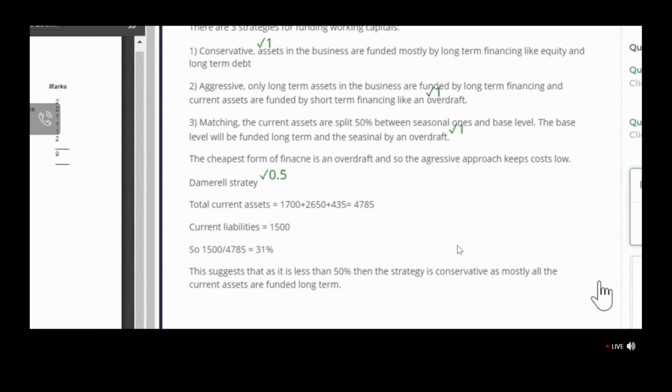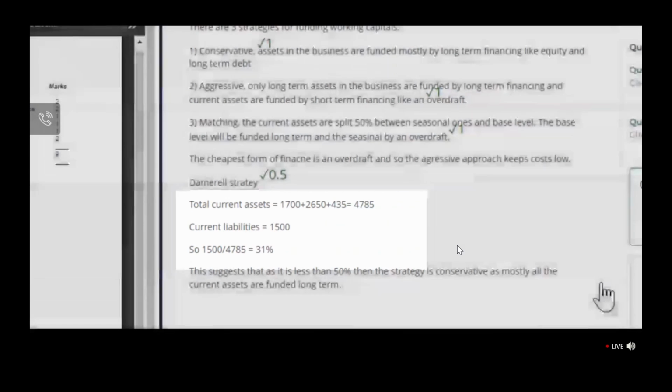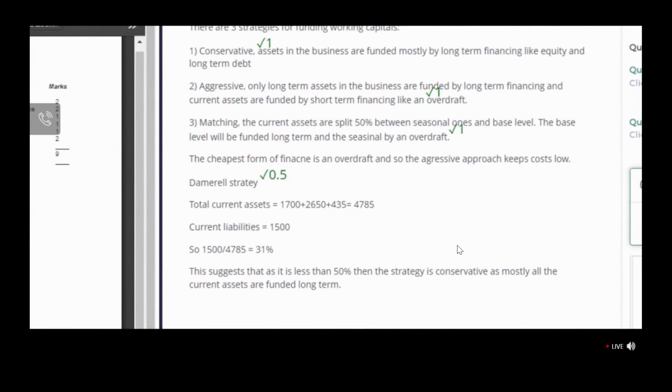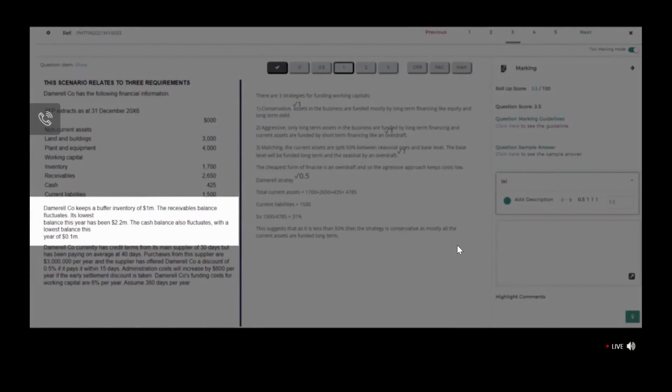And then when we come to the analysis of the strategy, they have done some analysis based on the total current assets and the total current liabilities. And they've looked at the fact that the current liabilities is funding 31% of the current assets. Now, this is not strictly the analysis that we wanted. We wanted them to use the permanent current assets in the business to work out the strategy. So if we look again at the question, you'll see here, these are the permanent current assets in the business, and they should have added those together and compared them to the current liabilities.